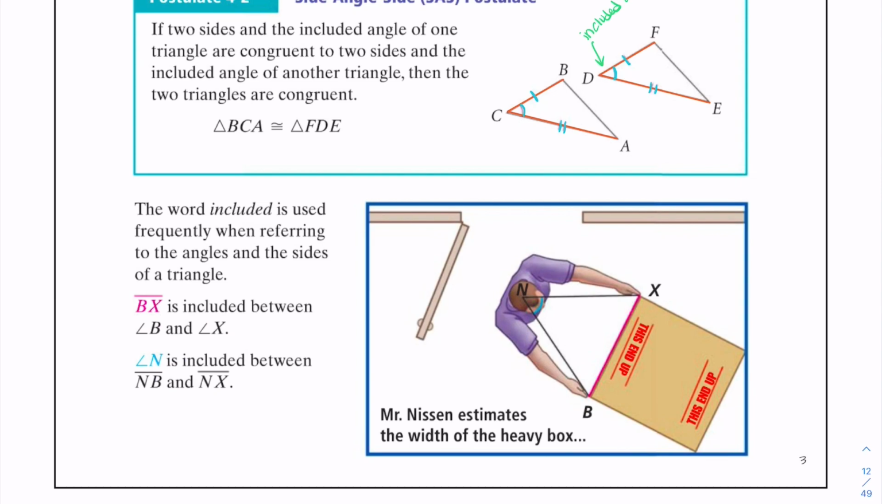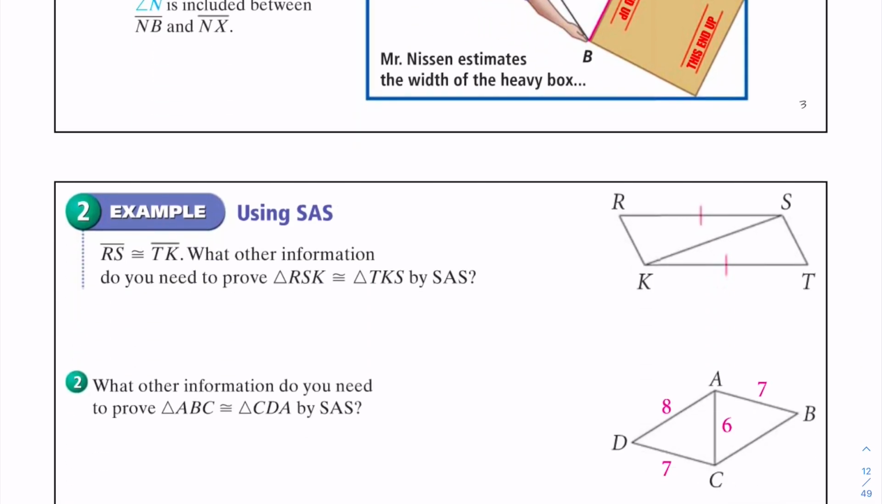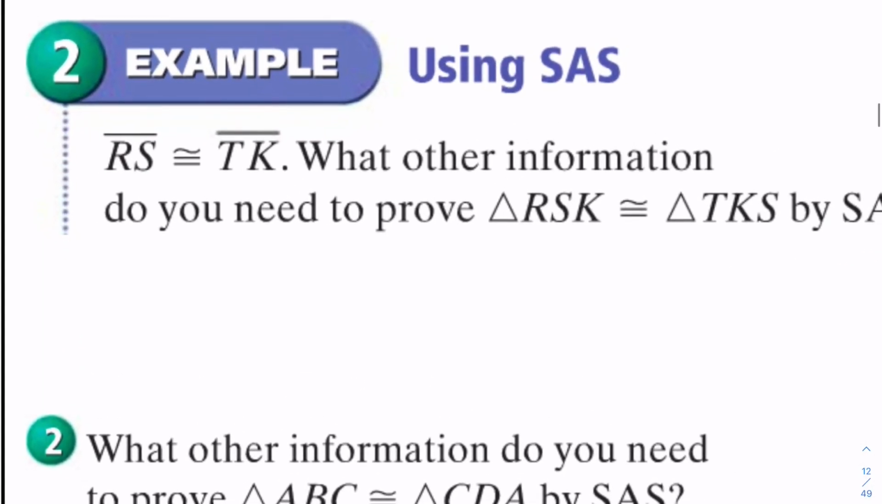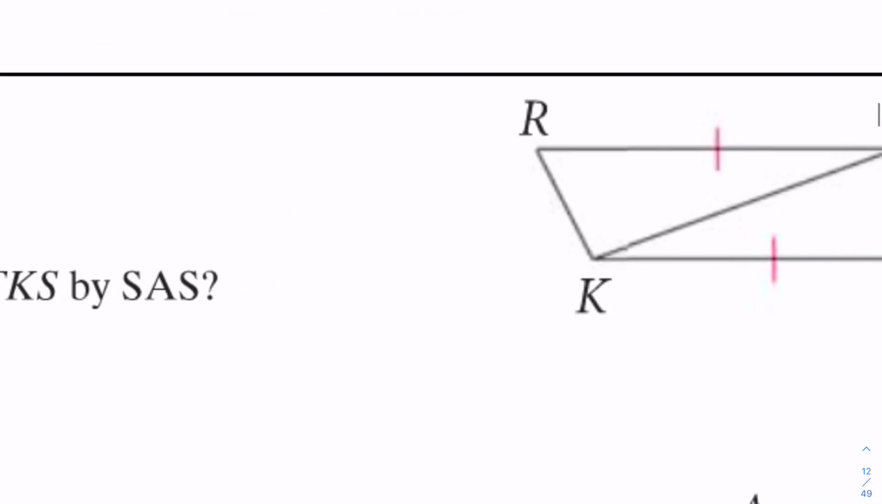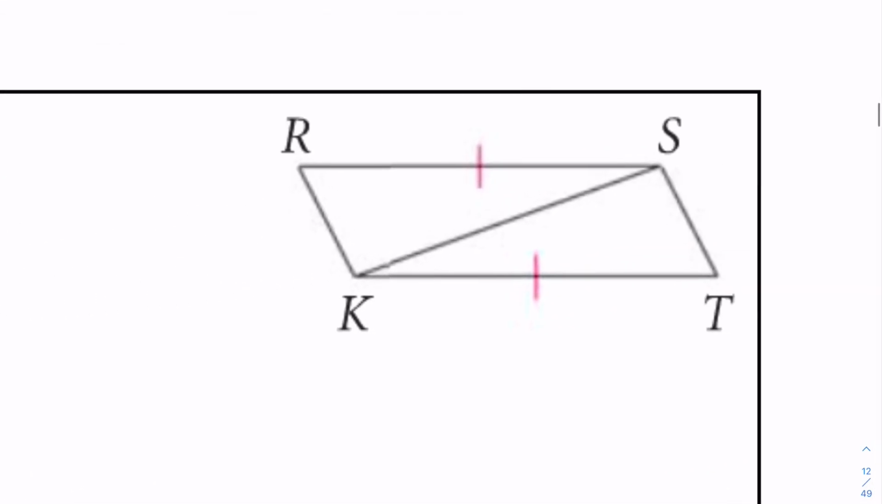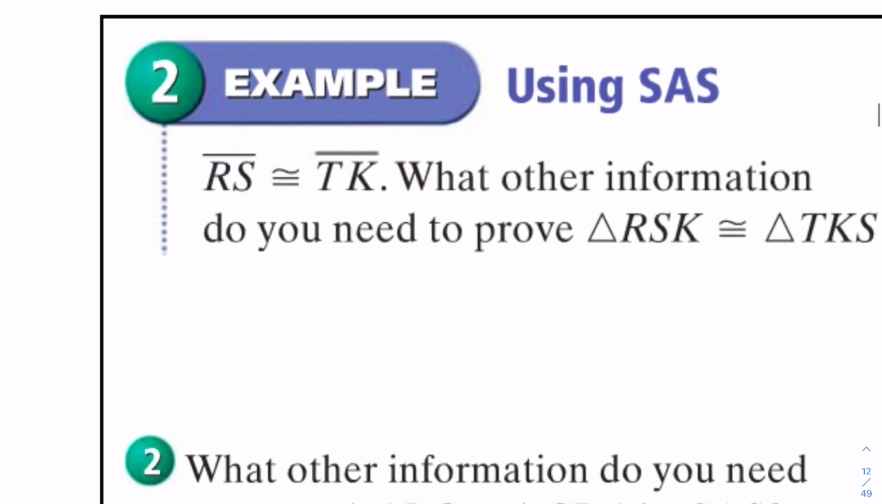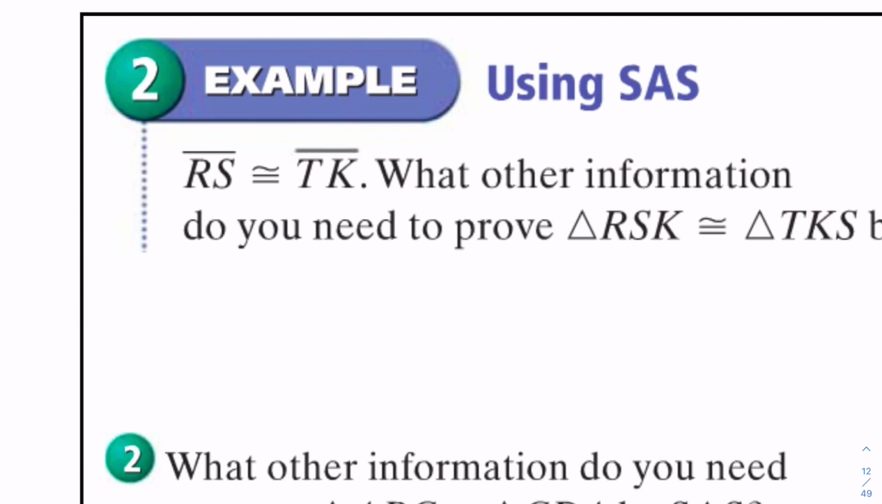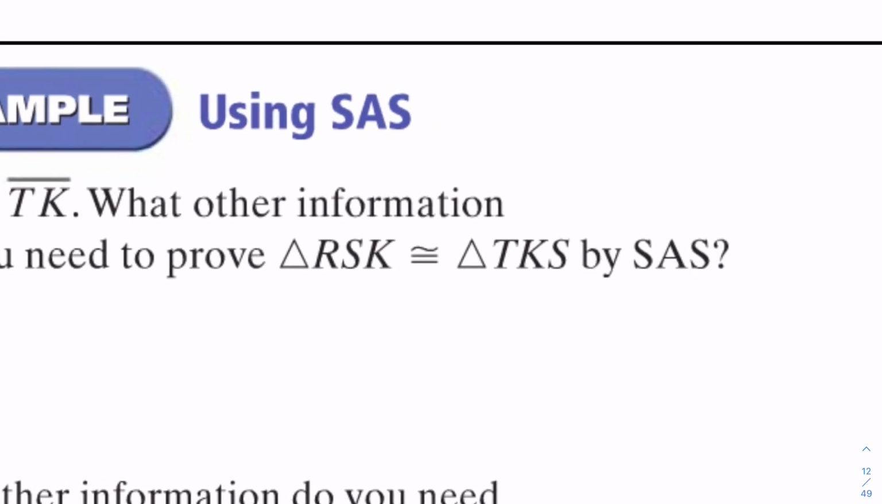So the next questions are going to ask us, are they congruent, or what other information do we need to make sure that they would be congruent? This first one says that RS is congruent to TK, and that's already marked for us. And then it says, what other information do you need to prove that RSK is congruent to TKS by side, angle, side?